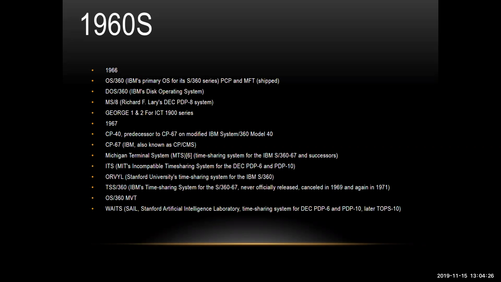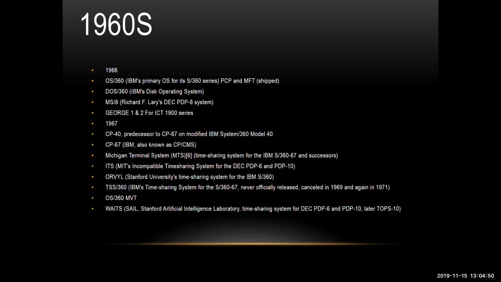Then we also had TSS/360, the IBM Time Sharing System. It is a discontinued early time-sharing operating system designed exclusively for a special model of the System/360 line of mainframes. Then we also had OS/360 MVT, and then WAITS.